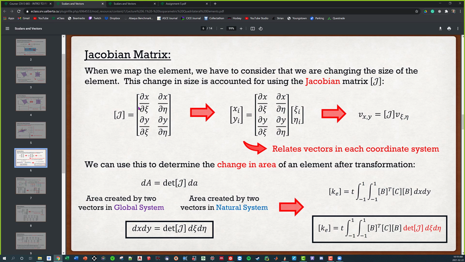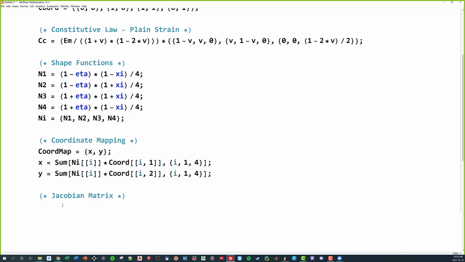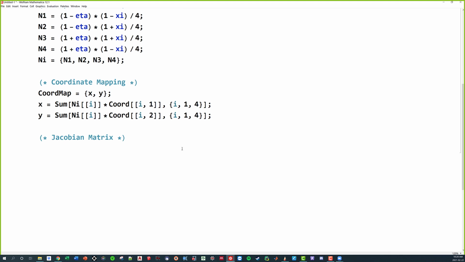And all we're doing is taking partial derivatives with respect to certain things. So we're going to take the partial derivative of x with respect to z, and then with respect to eta. And then the partial derivative of y with respect to z, and then with respect to eta. So first of all, because I'm taking the partial derivatives with respect to z and eta, I'm going to create a variable called natural coordinate system, and this is simply going to be z and eta, just so that I can actually use my table command.